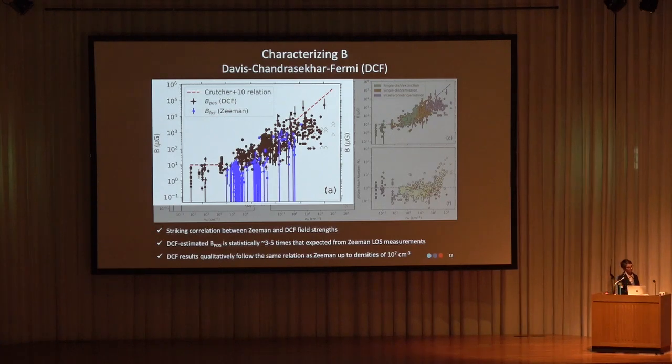And frankly, the data in the last few years has got so good that we are scrambling to catch up with our ability to use this kind of method to interpret it.